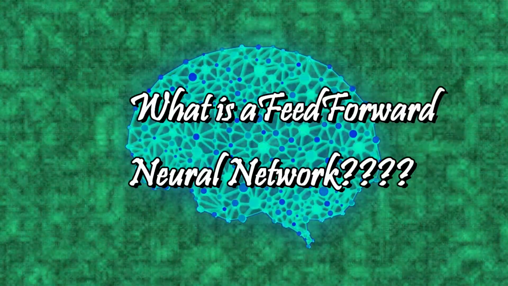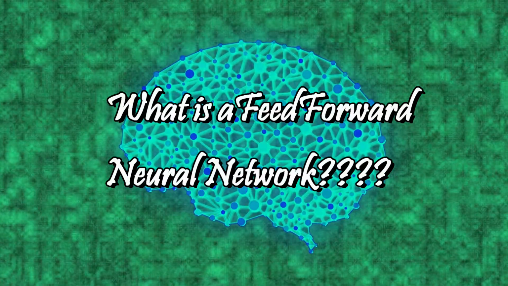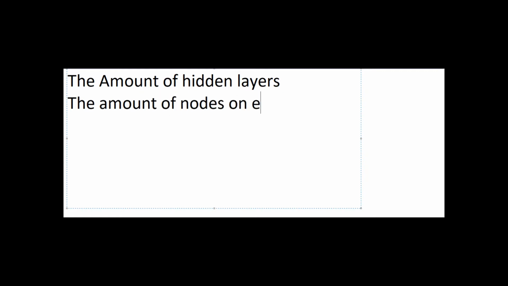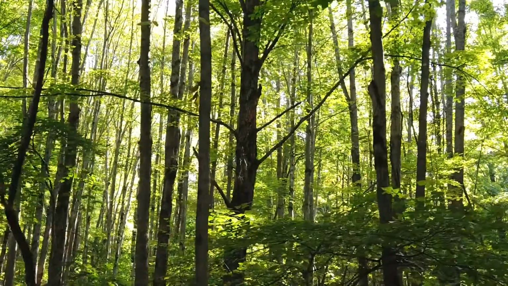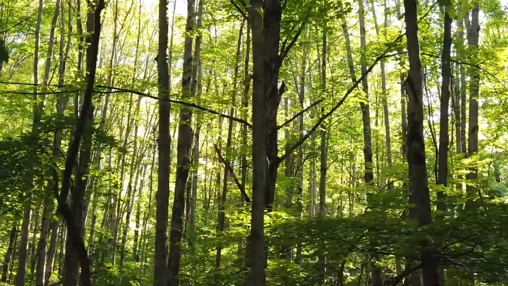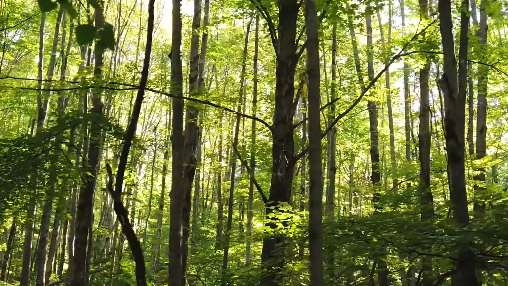What is a feed-forward neural network and how does it work? In a simple sense, it's a distribution of functions that, when passing in an input, returns a result after a mathematical calculation. The complexity of the neural network is dictated by a number of hyperparameters: the amount of hidden layers, the amount of nodes on each layer, and the activation functions used. Now, if you have no idea what any of these things mean, then have no fear, because we're about to discuss them now. Right, starting from the very beginning.